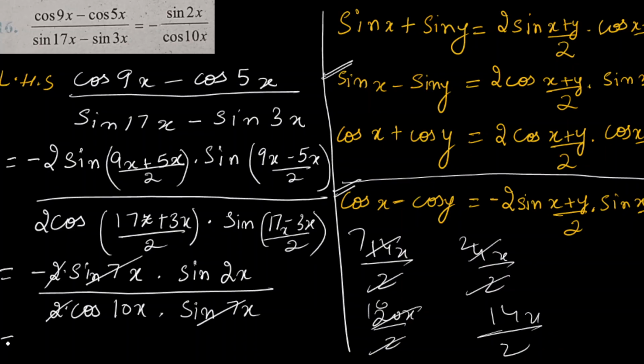So what I am left with now, one minus sign is there, and sin 2x at the numerator, sin 2x by cos 10x at the denominator. And if you see this one, the same thing we have at right hand side as well. So hence proved. Now let's do next question, question number 17th.